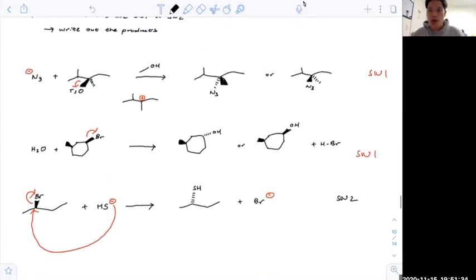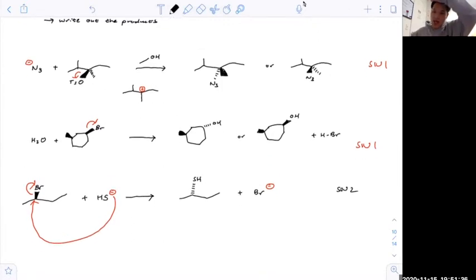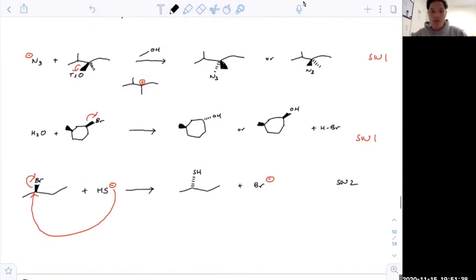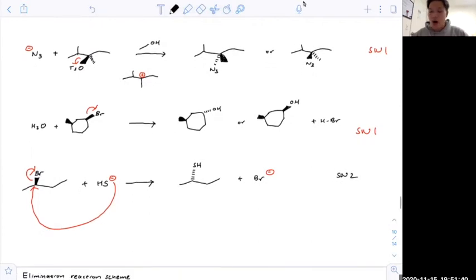So I hope this was able to help. We have SN1, SN1, and then SN2. Okay, so now let's move on to elimination reactions. These are all SN2s and SN1s. Now we're really going to get going with elimination reactions.